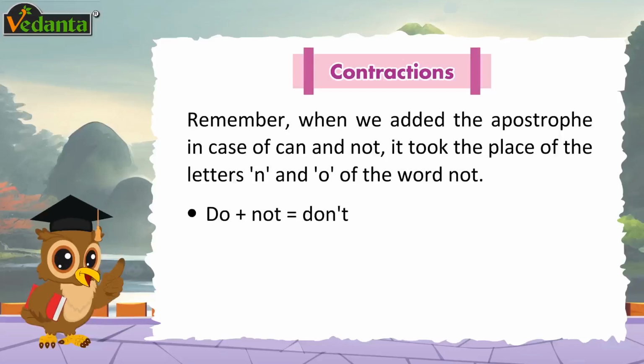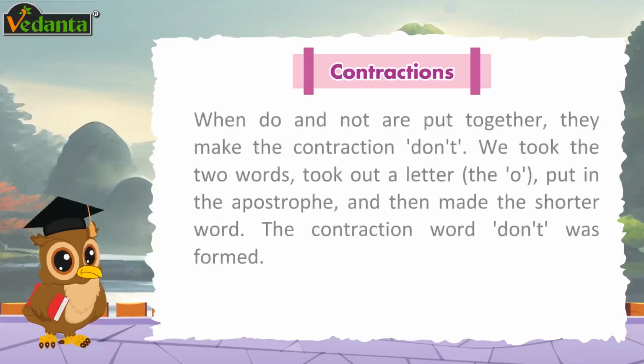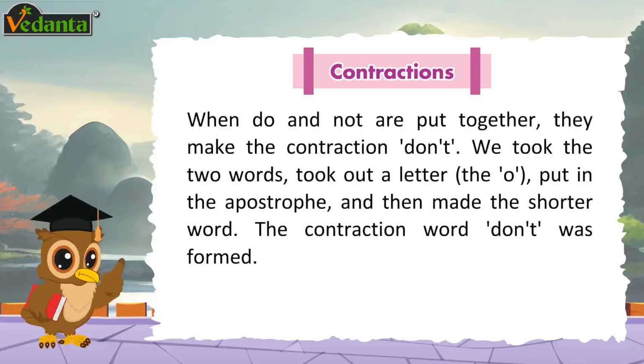Do plus not equals don't. When do and not are put together, they make the contraction don't. We took the two words, took out a letter, the O, put in the apostrophe, and then made the shorter word. The contraction word don't was formed.